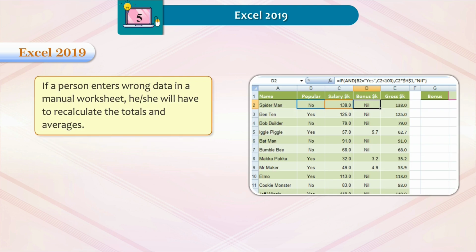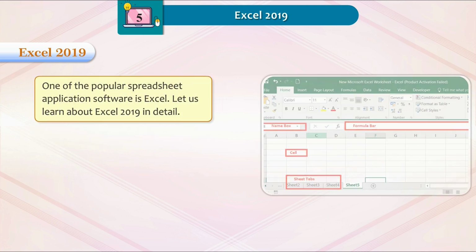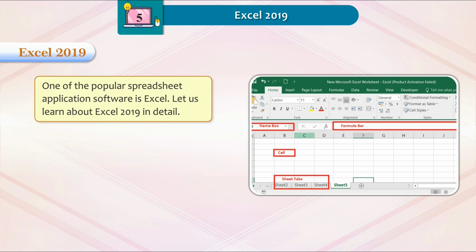If a person enters wrong data in a manual worksheet, he or she will have to recalculate the totals and averages. But if spreadsheets are used to make such worksheets, the totals and averages are automatically corrected as soon as the wrong data is corrected. One of the popular spreadsheet application software is Excel. Let us learn about Excel 2019 in detail.